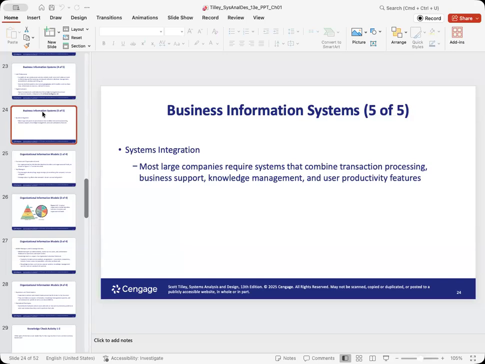So sometimes you go into a company and they have an office they call the systems integration office. The systems integration office makes sure that whatever systems the organization is using are combined for seamless operation. All right, is it clear? Under the business information systems.